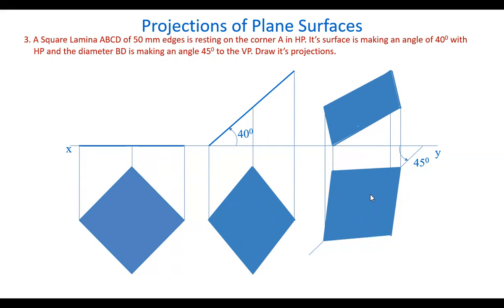Okay, we are able to see the plane here, right? Two-dimensional object. But we are going to draw the projections by taking only the edges here. Now let's see how to draw it. So we have to take the first plane in the horizontal plane because it is resting on HP, and because its surface is making an angle with HP, we have to take the plane in the horizontal plane only.